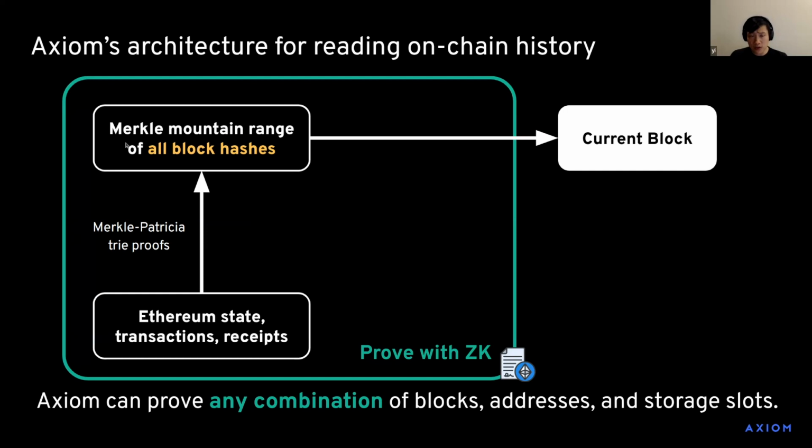And the reason that we wanted to have this Merkle mountain range commitment is it allows us to make claims about different blocks in the same proof. So for example, we could prove an account balance from one block, a contract storage variable from a different block, and then a block header from a third block, all in one zero-knowledge proof that's verified into the same Merkle mountain range, since it actually commits to all block hashes and therefore all blocks in the history of Ethereum.